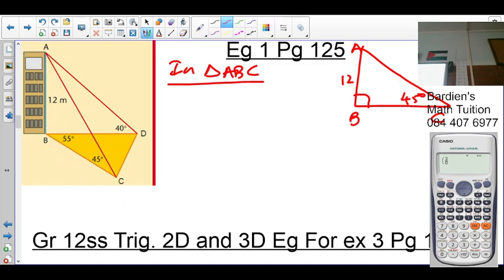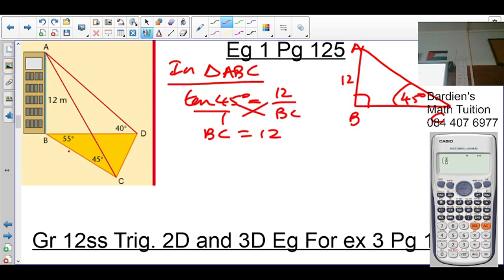So which trigonometric function are you going to use to calculate BC? Tan. So we go: tan of 45 degrees is equal to opposite 12 over BC. That's naturally over 1, so cross multiply. What's tan of 45? Work it out. What's tan of 45? 1. Okay. So in other words, 1 times BC is equal to 12. So this length is 12. You all agree with that? You all understand? Right. Now let's look at the other triangle.